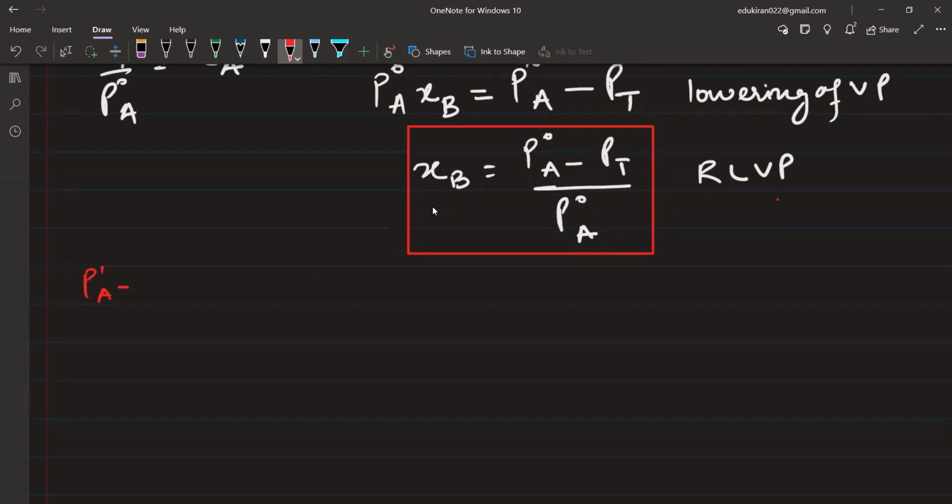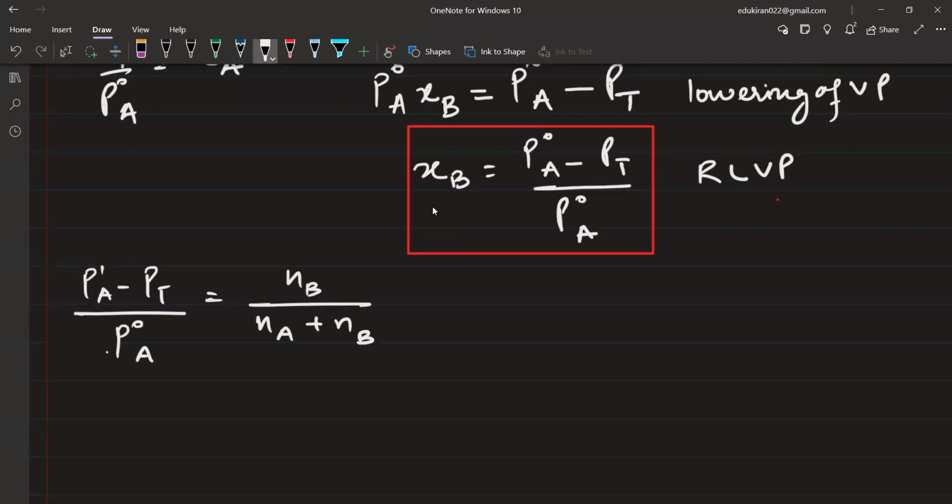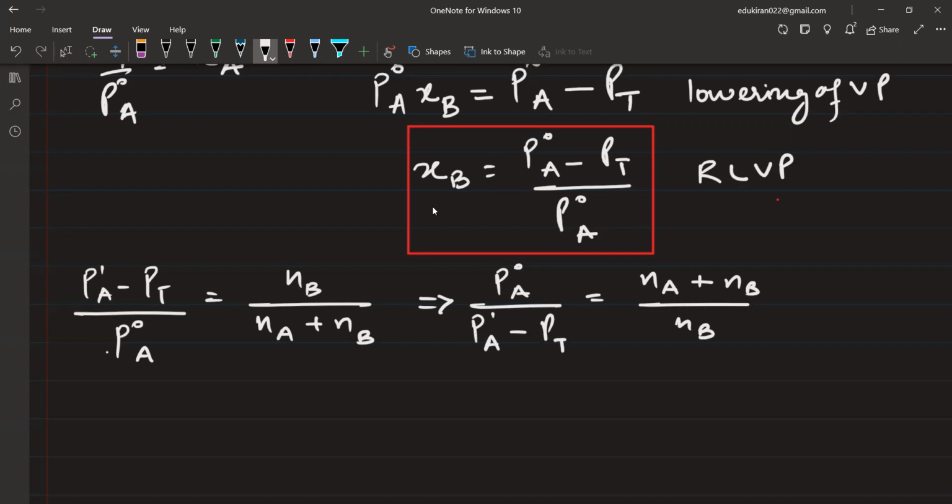We have P naught A minus P total. P total is the vapor pressure of the solution. Divide by P naught A, will be equal to chi B, which is number of moles of B divided by number of moles of A plus number of moles of B. Now I will flip both of these. So P naught A goes up, P naught A minus P total comes down, and this will be equal to n A plus n B divided by n B.